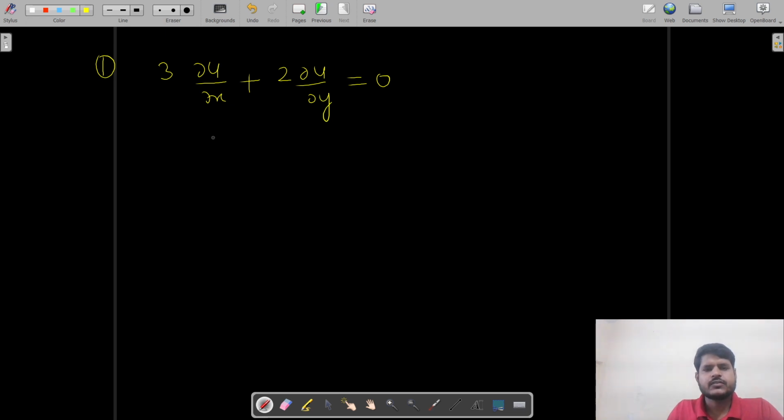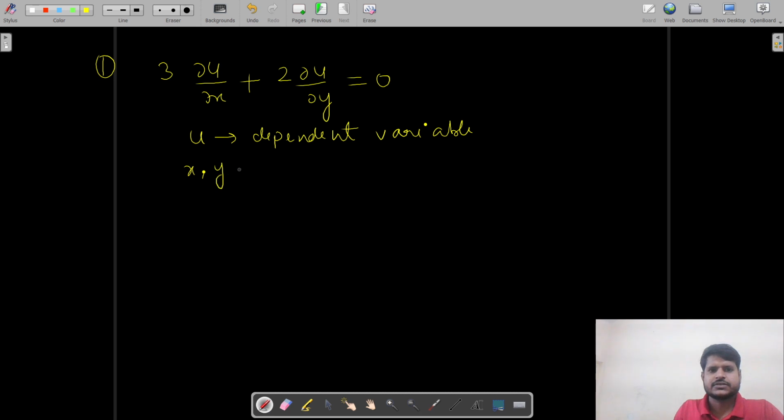Now you can see here u is the dependent variable, and x and y are independent variables, right? Now, in this case what we'll do, first we assume the solution.